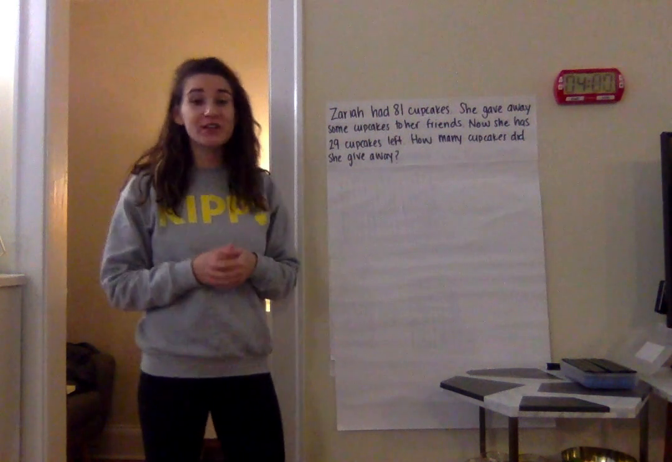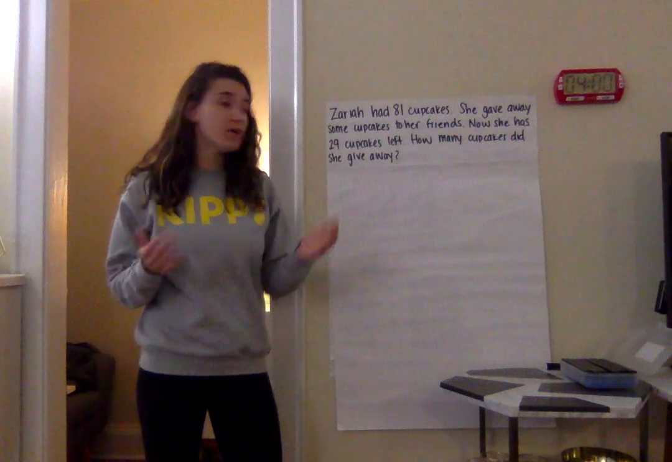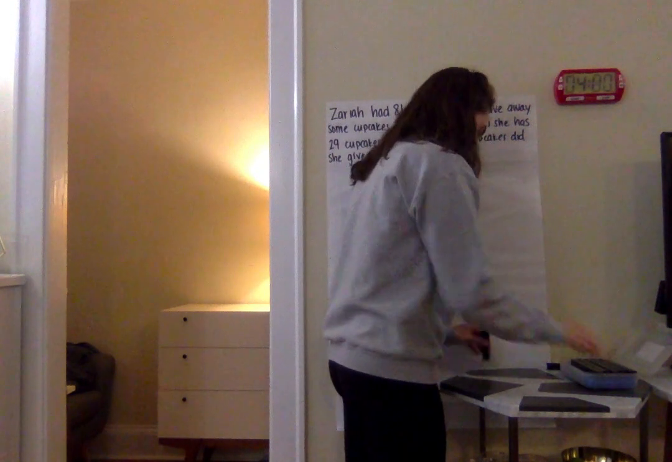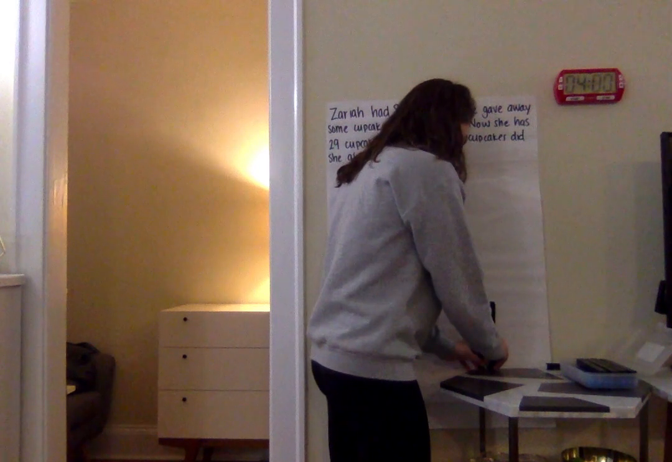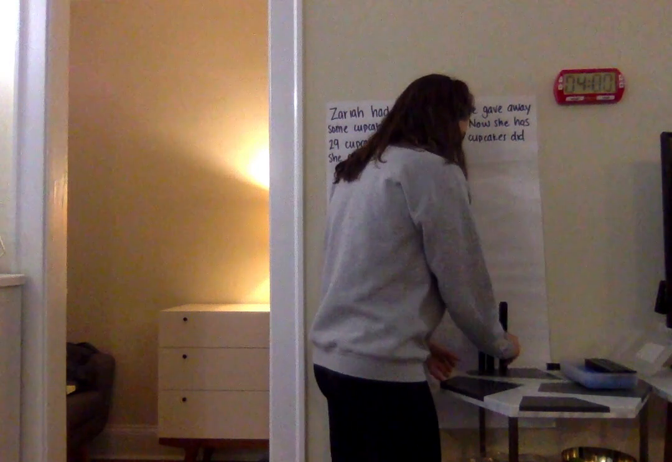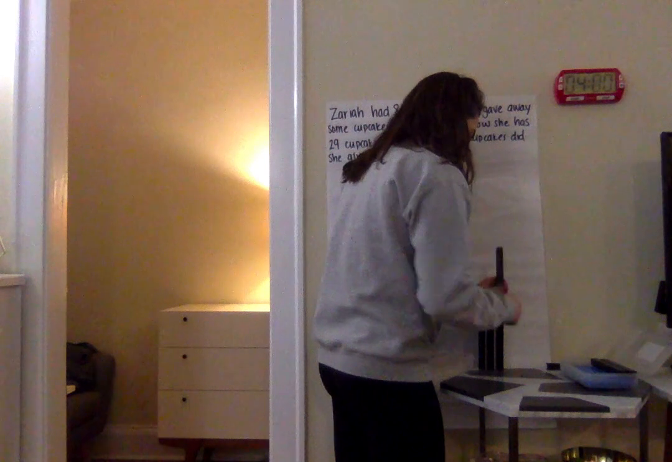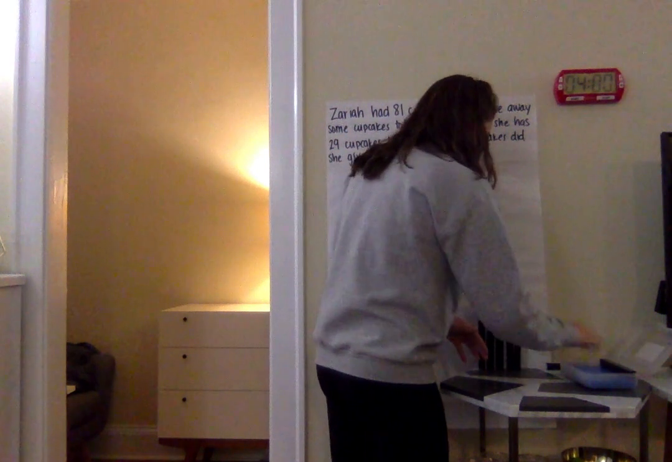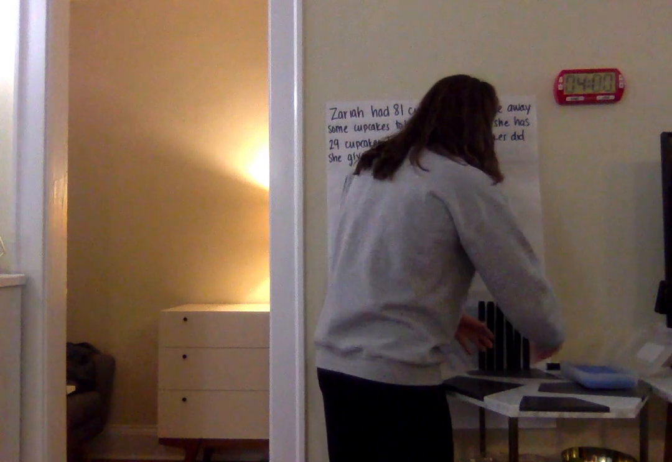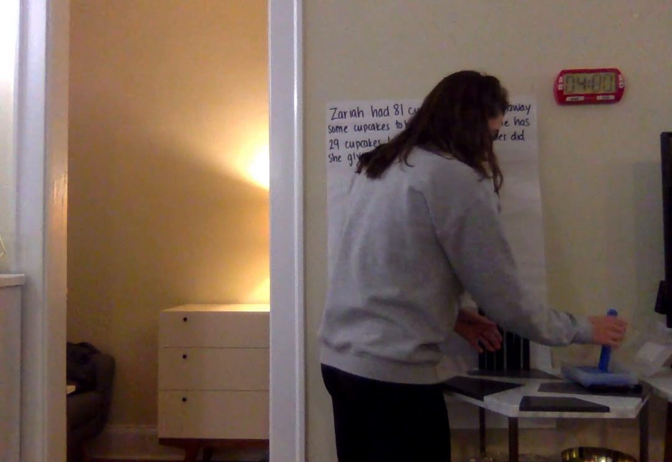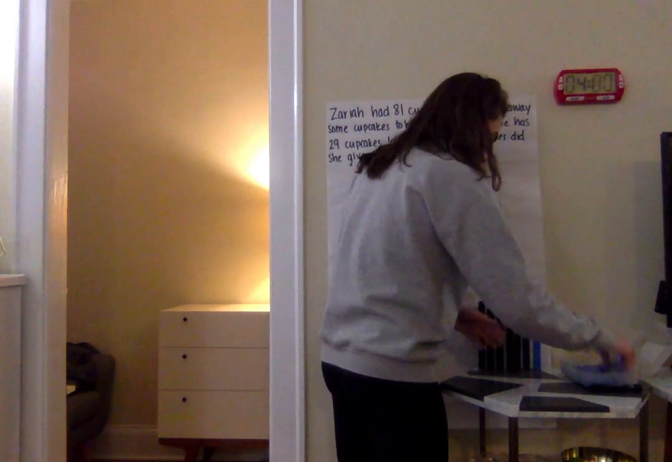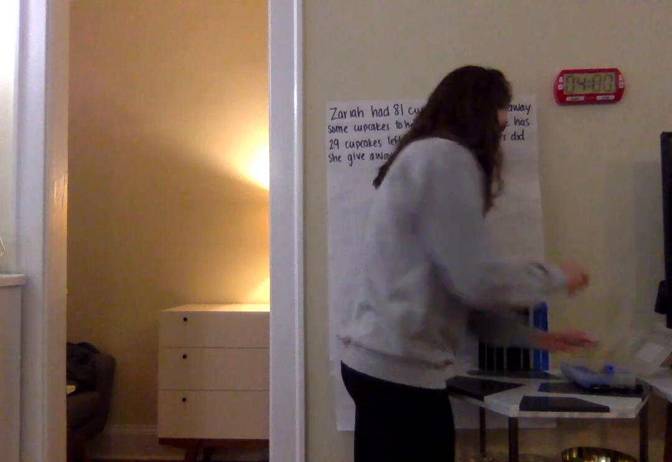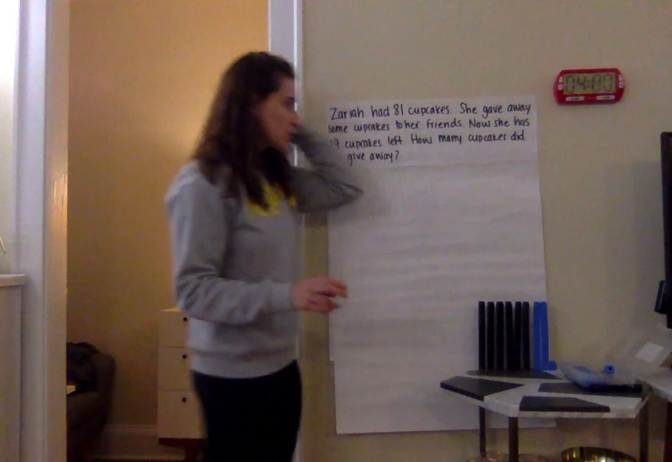You're right, I'm going to take away 29 because that's the part that I know, and then that's going to give me the part that I don't know. So let's start by taking out 81 cubes. 10, 20, 30, 40, 50, 60, 70, 80, and 1. Awesome. So that's 81.